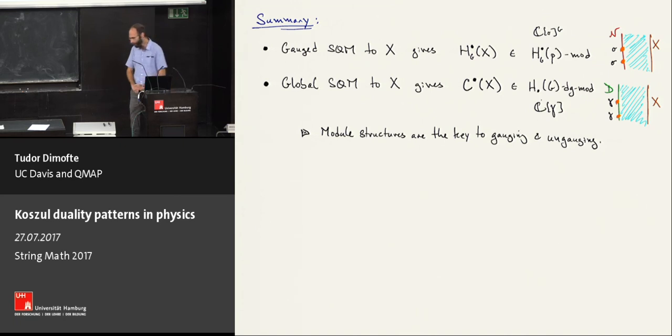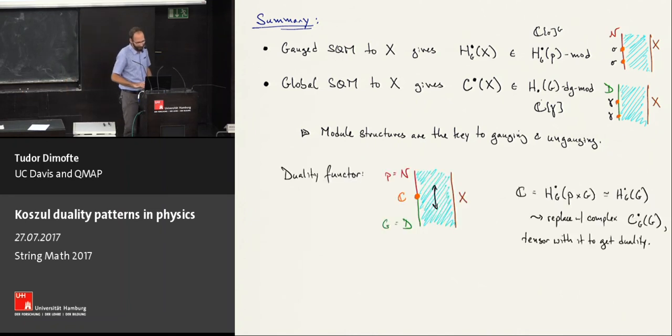In order to pass back and forth between the two, not only to gauge a G-symmetry, but to ungauge a G-symmetry, you just have to keep track of these module actions. They're like little handles that you can plug into to manipulate the structure of the symmetry. And that manipulation is the duality picture. So you can go between gauged and ungauged by tensoring with the current version of C.